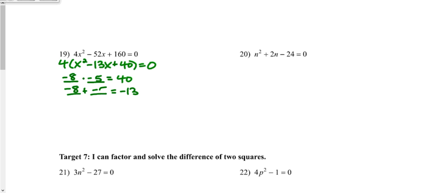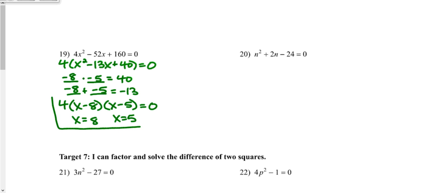Again, a is 1, so we can go to the shortcut. So 4 on the outside for the common factor. Our numbers were negative 8, so x minus 8, and negative 5, so x minus 5. And then set each factor equal to 0 and solve. So hopefully this process is becoming a little bit quicker. If you're able to recognize that shortcut, make sure you're taking it. It's just going to make your life so much easier.